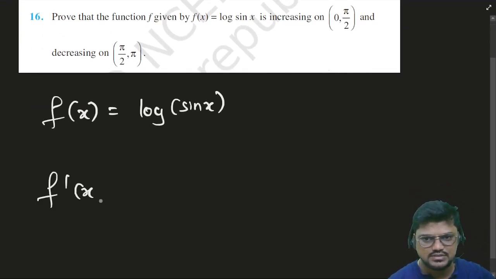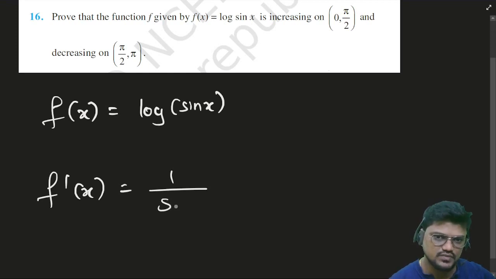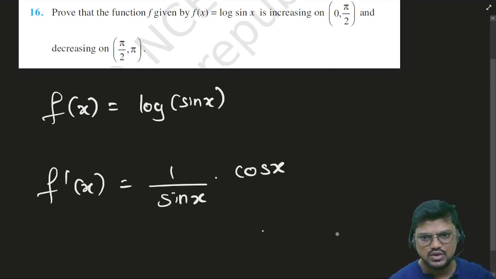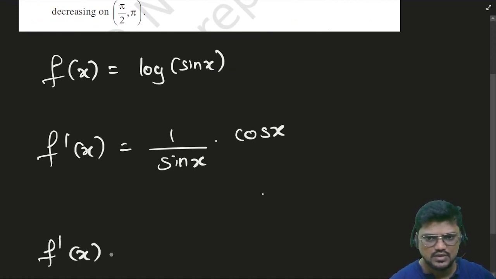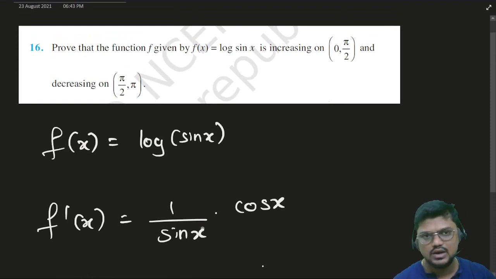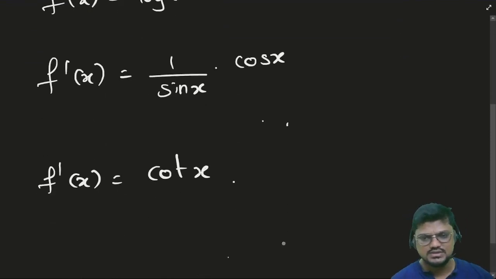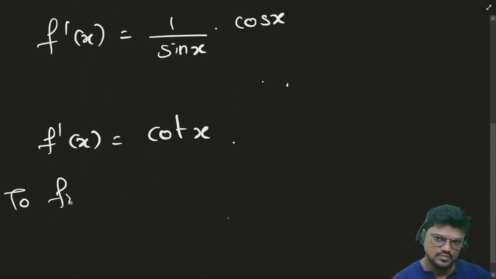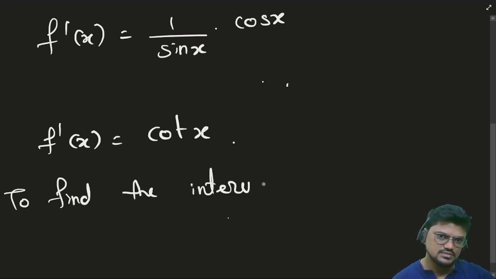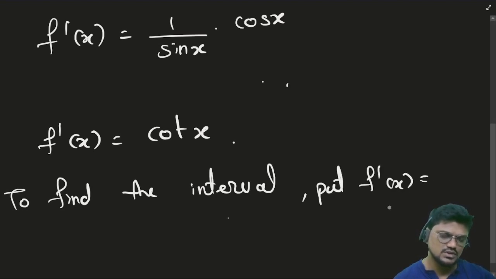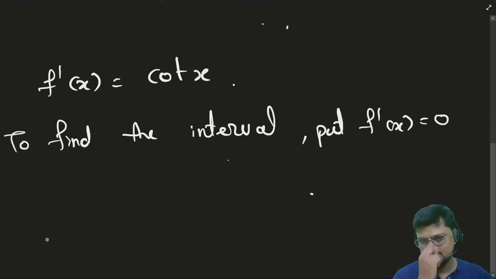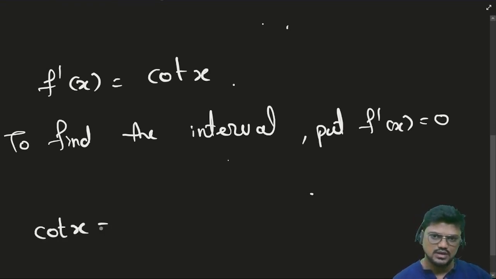f dash of x equals 1 upon sin x. Further derivative of sin x is cos x. So your f dash of x equals cot x. Okay. Now to find the intervals, put f dash of x equals 0. Therefore, cot x equals 0.